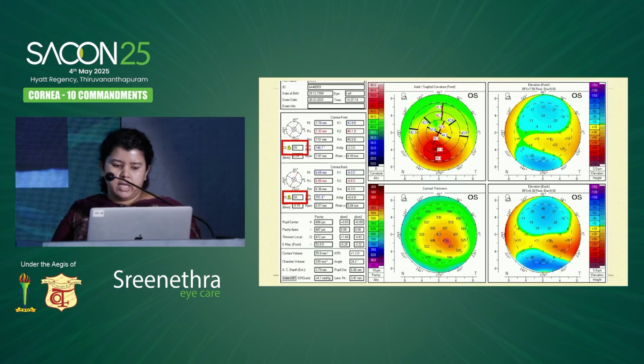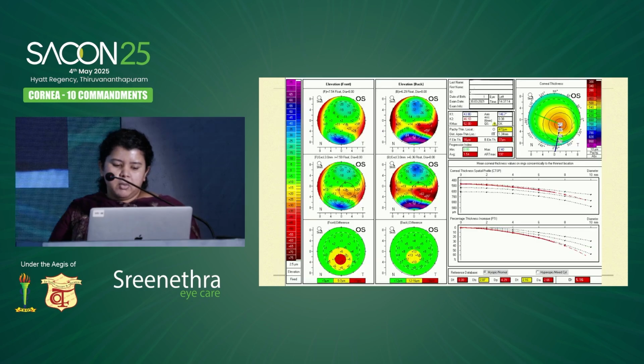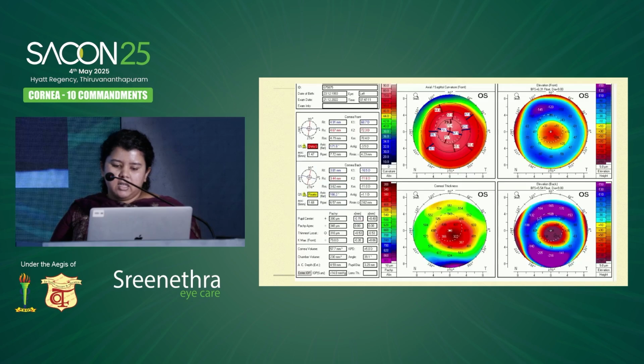This is a case of keratoconus where the K readings are normal, and you can see an inferior steepening with thinning of the cornea and corresponding elevation in the anterior and posterior floats. And in the Belin-Ambrosio, there is a yellow and red coloration, and the progression indexes and the CTSP are all normal.